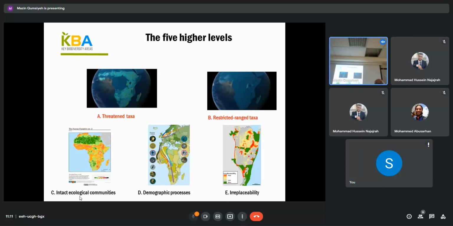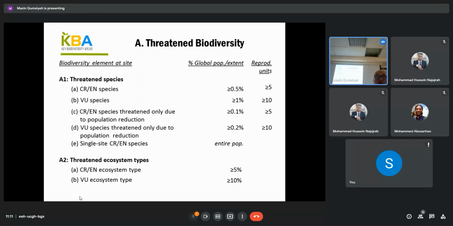If the KBA you intend to design contains species or a combination of species that you cannot find anywhere else in the region or in the world. Let's go a bit more in depth in this process. So, this criterion A, threatened biodiversity.